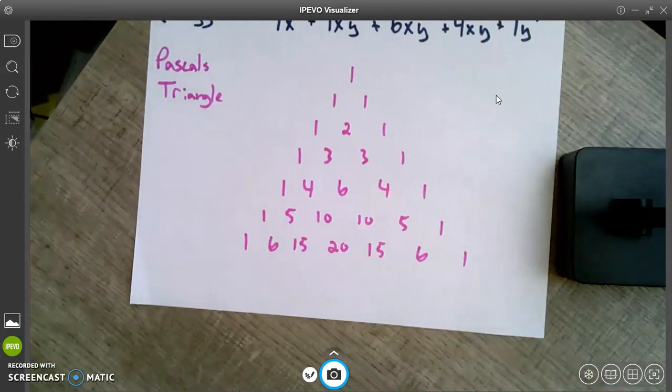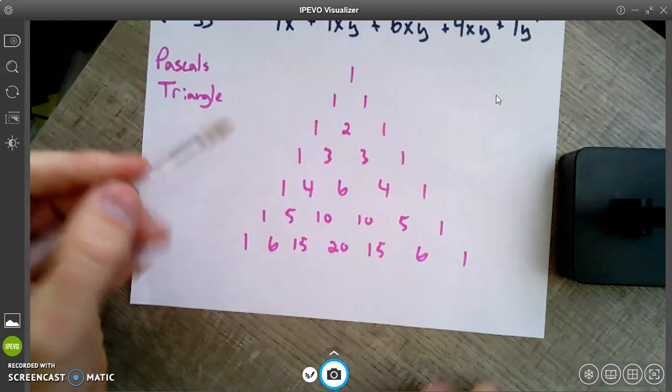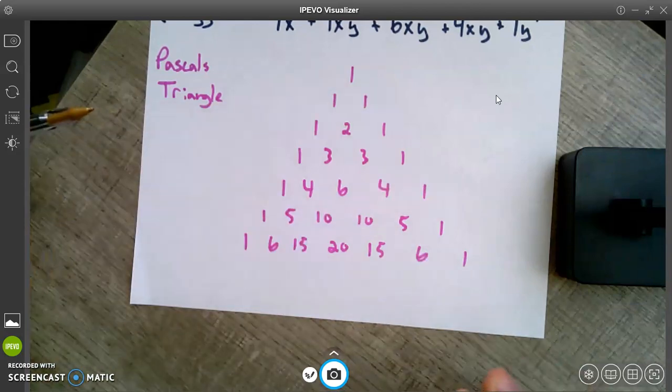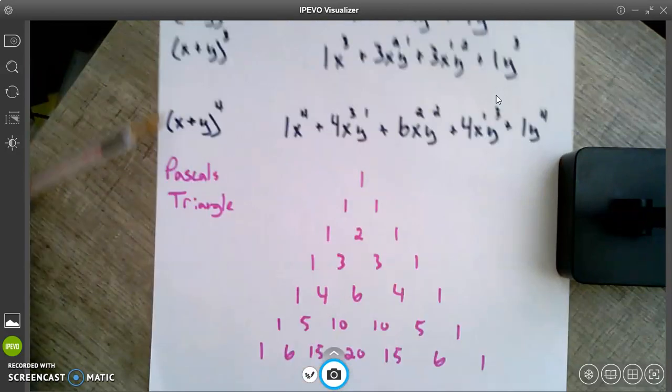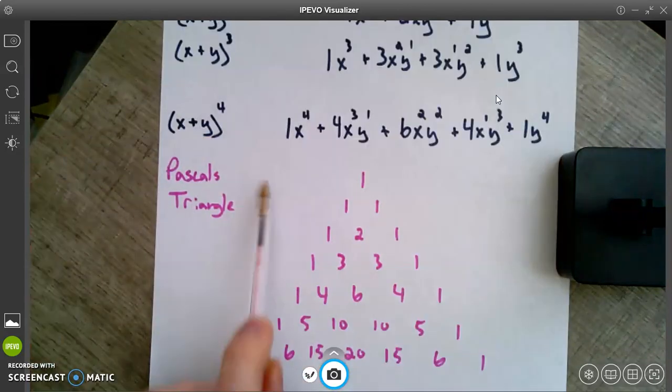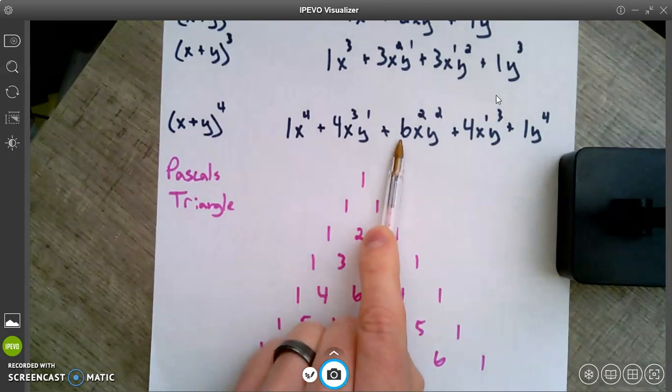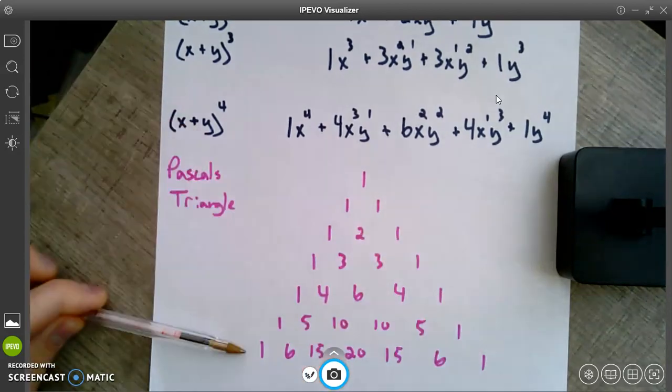There's more. There's triangular numbers. There's things we get in the matrices and determinants in here. There's a lot of hidden math inside something that's just a pattern. Really cool stuff here. But for our purposes, we're going to want to expand a binomial. And these numbers, these coefficients out in front, come from Pascal's triangle.